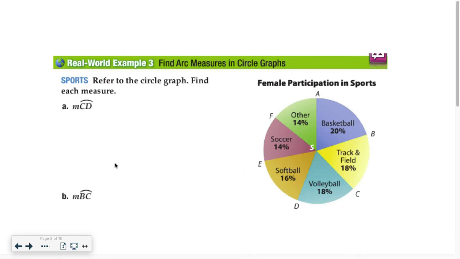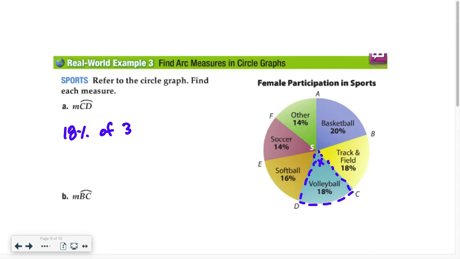So find arc measures in circle graphs. Refer to the circle graph, find each measure. All right, so the measure of arc CD, that looks like the volleyball piece of this chart. So we're looking at that arc, which of course we would need to find the central angle for. Using a pie chart, we know that section, that volleyball section, is 18%. It is 18% of the whole circle.